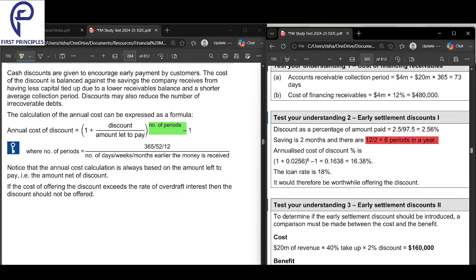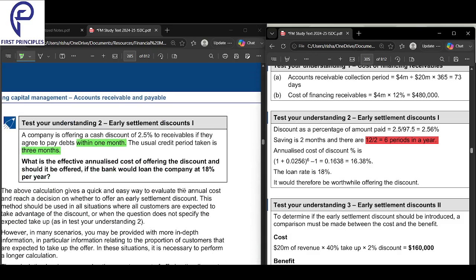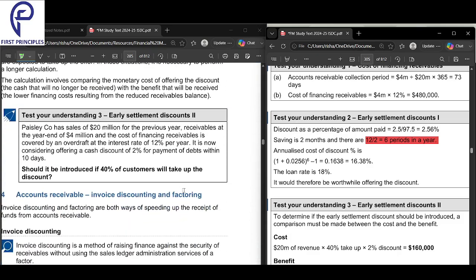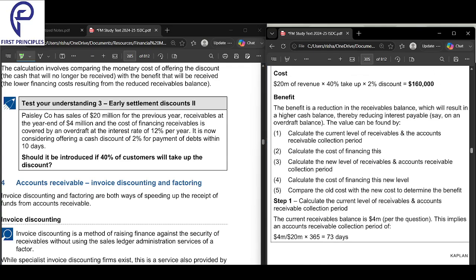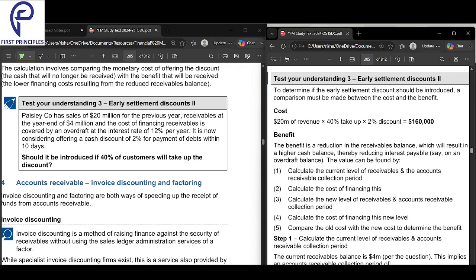But the loan rate is 18%. So it's better to give the discount. Discount is only 16.38, loan means 18%. Better to give the discount. Okay. Next, we'll look into early settlement in another way. One more early settlement we'll look into.